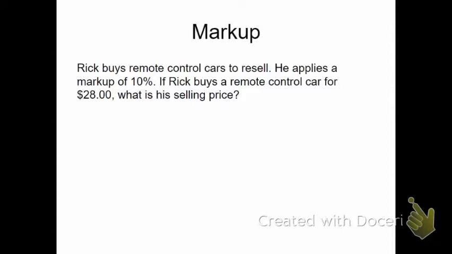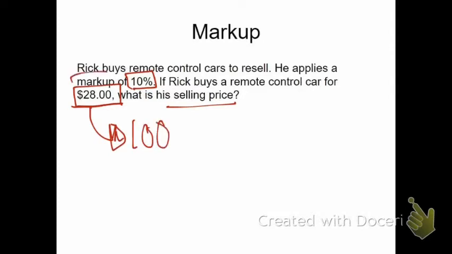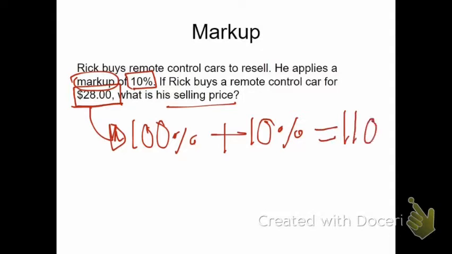In this example, Rick buys remote control cars to resell. He applies a markup of 10%. If Rick buys a remote control car for $28, what is his selling price? Well, we can solve this by setting up a proportion. Whatever Rick bought this car for is 100%. But he's going to mark it up. That means he's going to increase the price by 10%. So essentially, Rick is charging his customers 110% of the price.